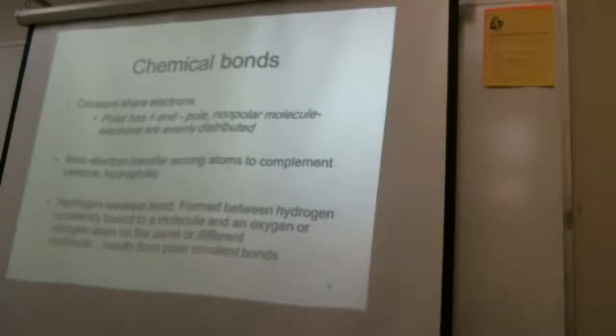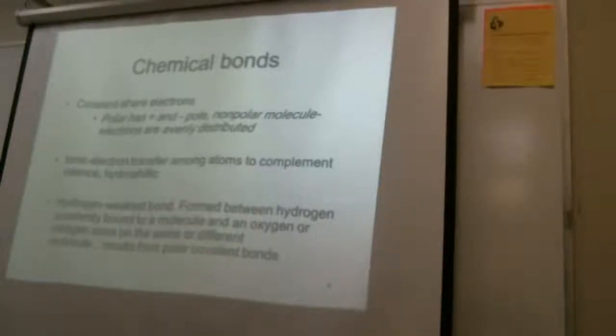Now the last type of bond, if you guys remember, hydrogen bonds, those are the weakest bonds, very important in things like nucleic acid structure, also protein structure and so forth. Hydrogen bonds are located between water molecules. Now this definition's a little long. It's formed between hydrogen covalently bound to a molecule and an oxygen or nitrogen atom on the same or different molecule. That's a lot. An easier definition is it just results from polar covalent bonds. So if you've got a bunch of polar covalent bonds, you're going to find some hydrogen bonds.